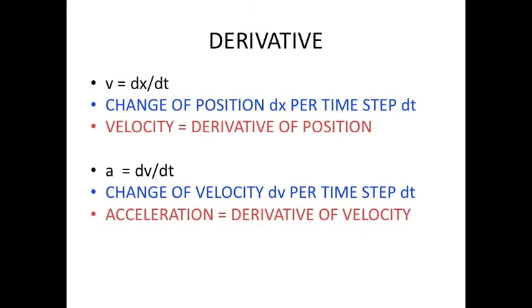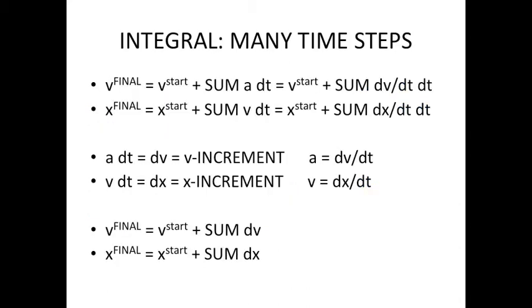This leads to the notion of derivative. Velocity as change of position dx per time step dt is the derivative of position. Similarly, acceleration as change of velocity dv per time step dt is the derivative of velocity. The integral results by summing increments of the form derivative times dt. The final velocity v final is equal to the initial velocity v initial plus the sum of all velocity increments dv of the form acceleration a times dt.